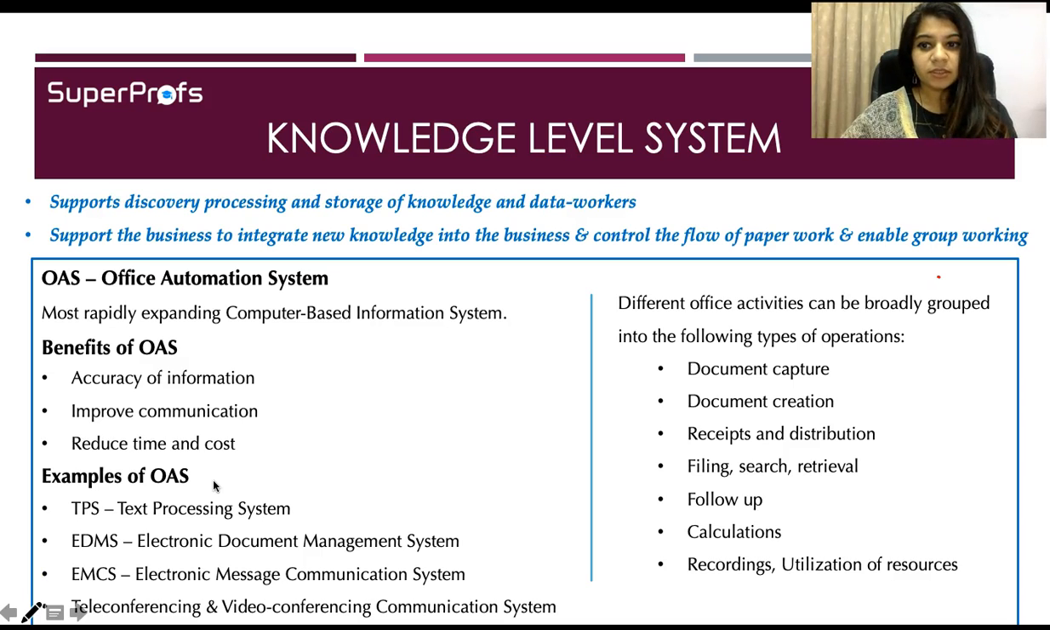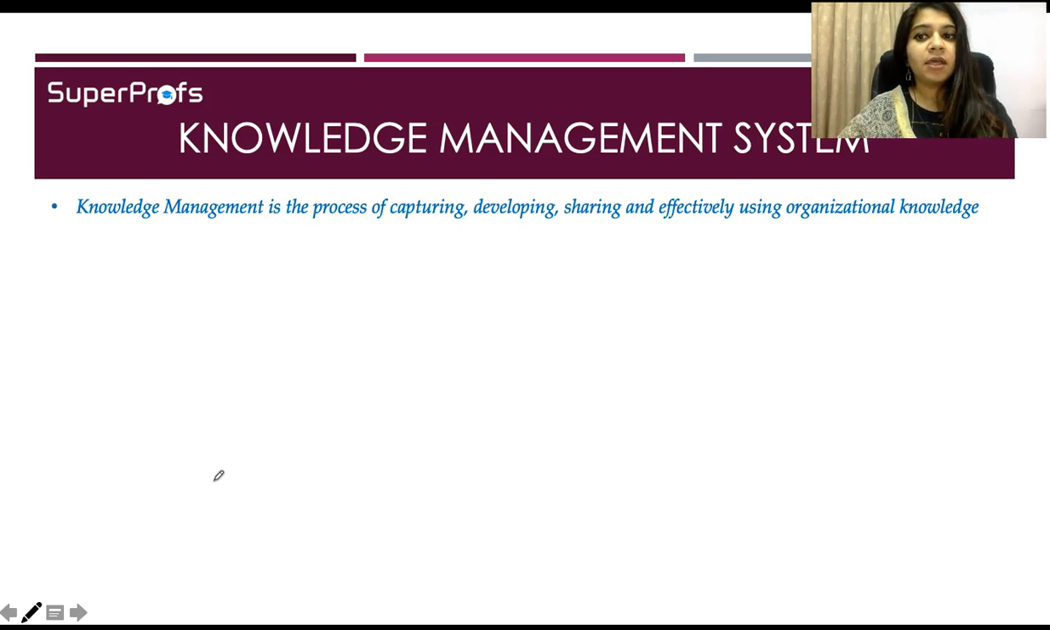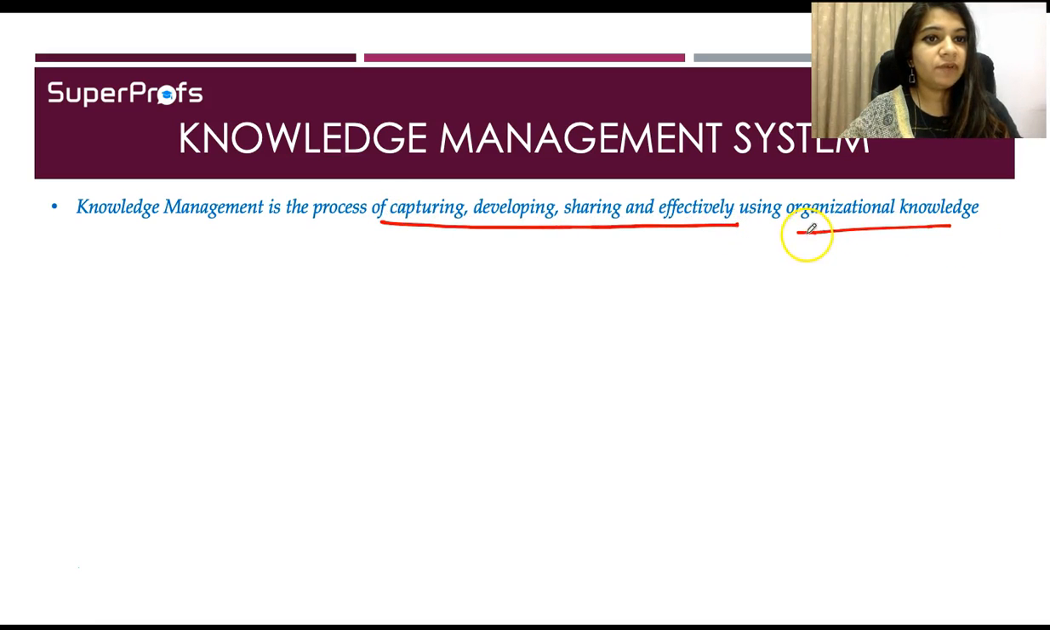Alright, so next is our knowledge management system. Okay, so this is the second kind of information system used at the knowledge level. Now what is knowledge management? Knowledge management is the process of capturing, developing, sharing, and effectively using organizational knowledge.